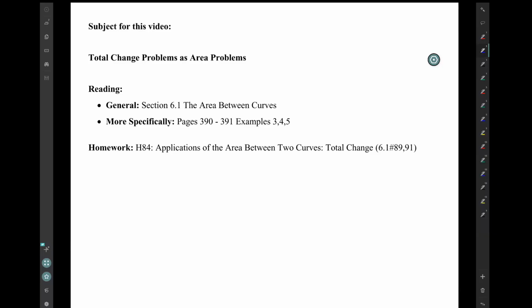The subject will be the connection between area between curves and total change problems. This material is from section 6.1, more specifically pages 390 to 391. These three examples, 3, 4, and 5, are relevant to this video. The corresponding homework is this short collection of two problems from section 6.1.